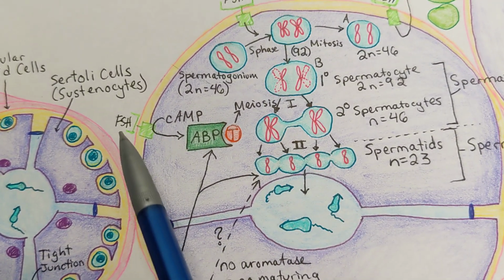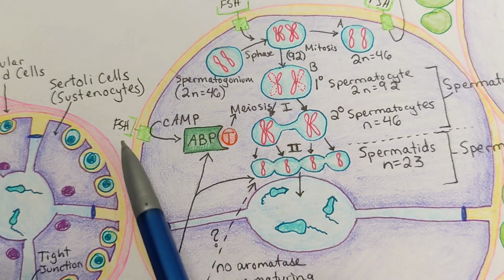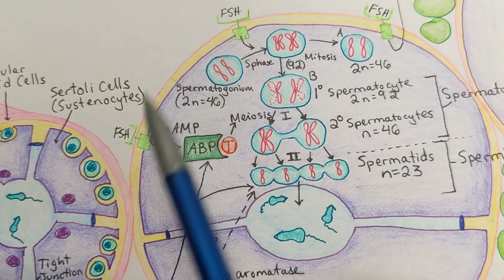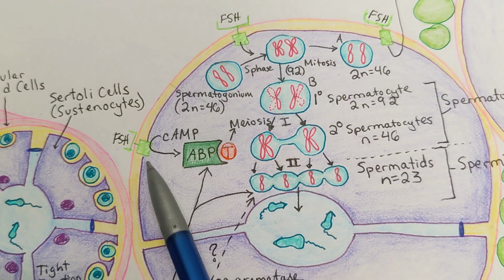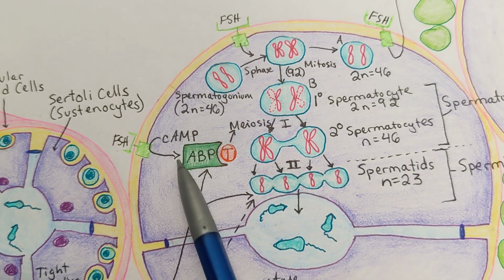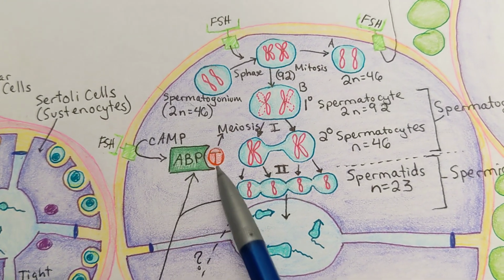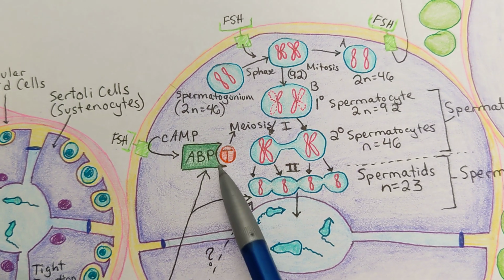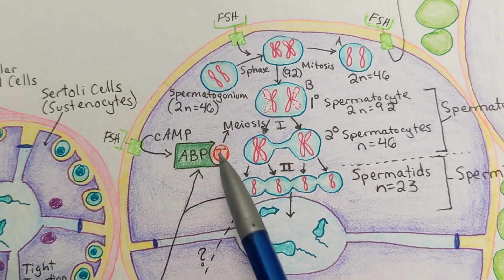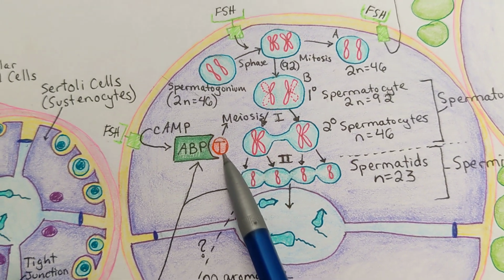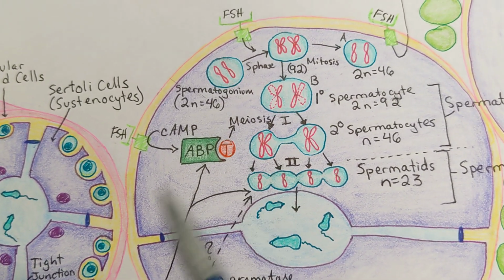Okay, FSH, follicle-stimulating hormone, binds to its receptors and not only triggers the process of mitosis, but also via a cyclic AMP second messenger system is going to lead to the synthesis of ABP, androgen binding protein. Androgen binding protein binds to an androgen, testosterone. So where did this testosterone come from?